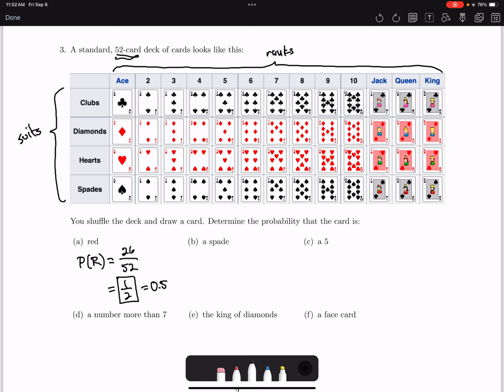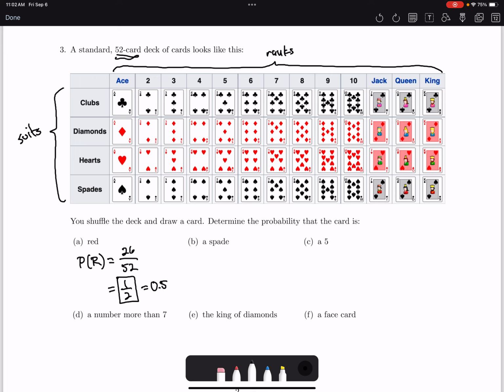Some of you may have looked at this and said, well, there's a 50% chance you draw a red card because half the cards in the deck are red. If you were thinking that, then that's good. That's just another way to think about doing the problem. We ended up at the same place, right? So that's good if you were thinking along those lines.